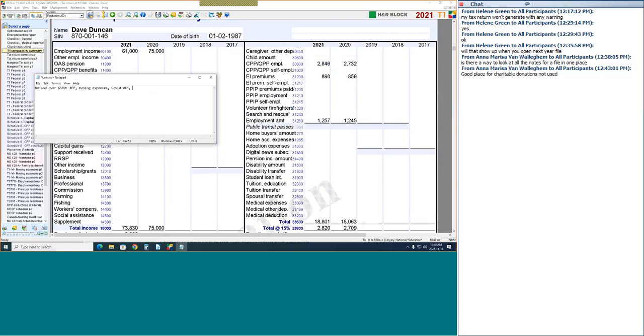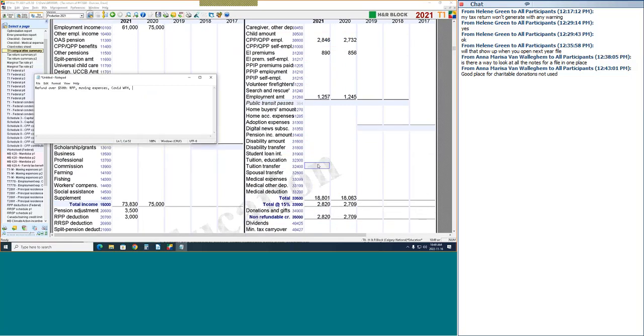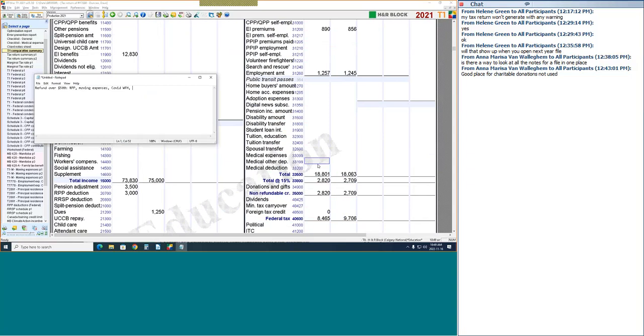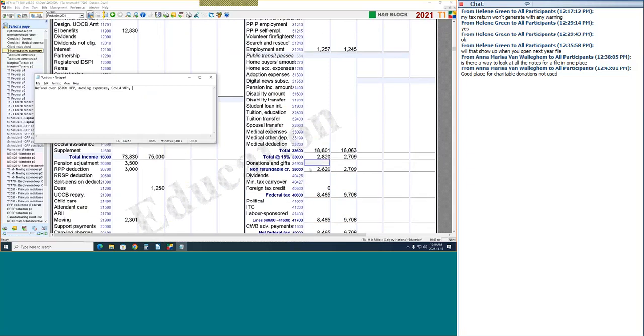Remember, CPP and EI are never going to explain a refund because the employer is the one who knows about them. Employment amount is expected. The employer knows about it. It's not going to explain a refund. But if he had had a first-time homebuyer amount, that would be valid. If he had disability amount, that would be valid. If he had tuition transfers or if he had eligible dependent amount, all of those kinds of things, those are unexpected, and those are non-refundable credits that will increase a refund.